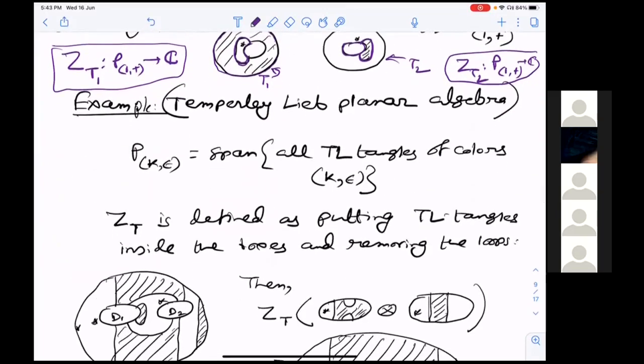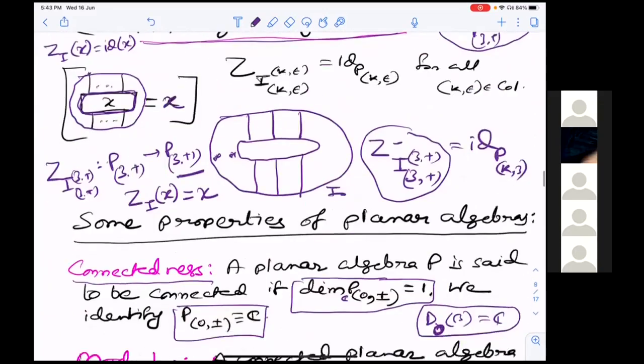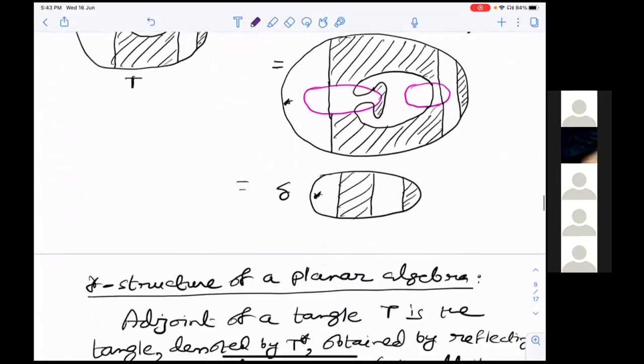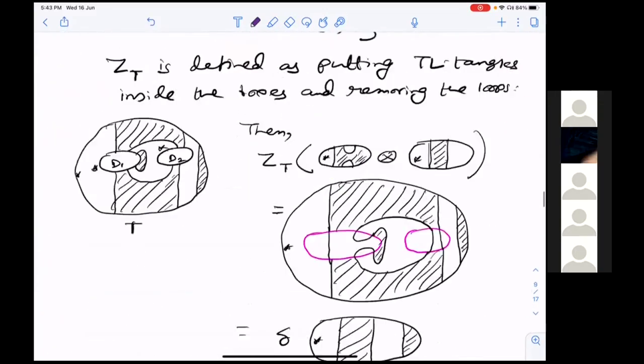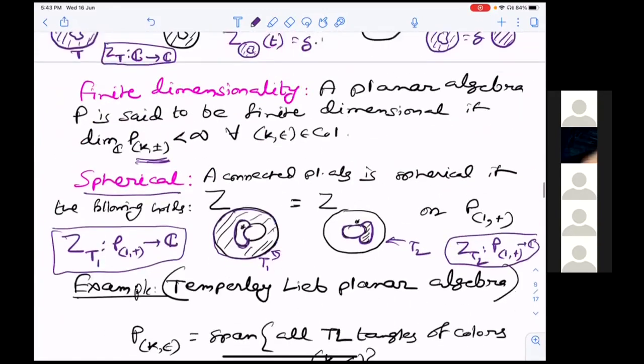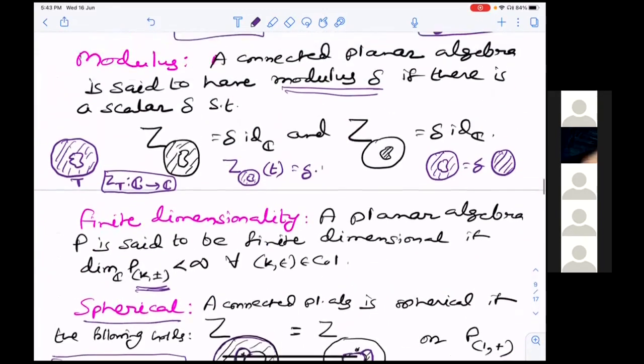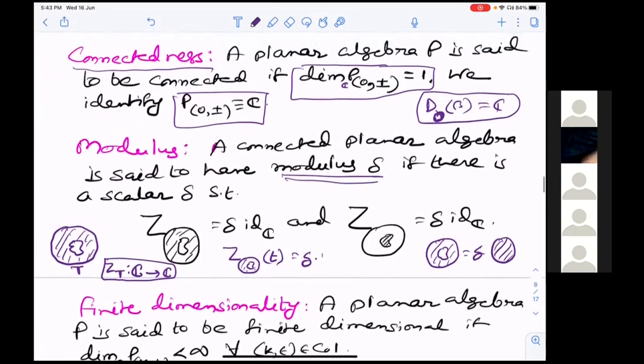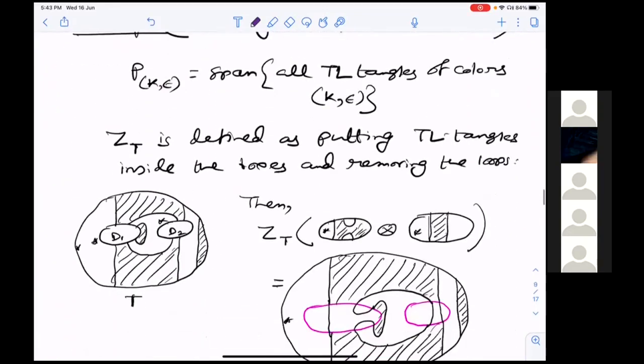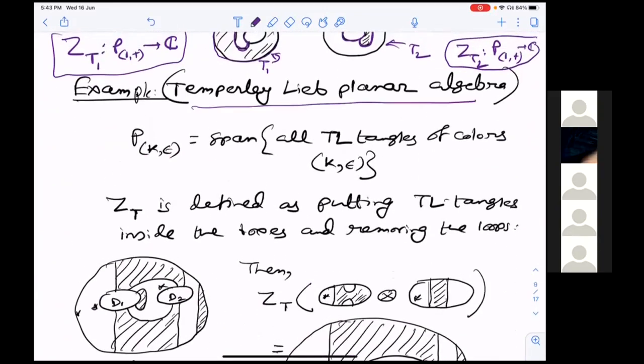Now these are various nice properties of a planar algebra, and we'll give an example of a planar algebra which has these nice properties: sphericality, finite dimensionality, modulus, and connectedness. These are called tempered leaf planar algebras. So to define a planar algebra, we have to define a vector space for each color (k, epsilon), and we have to describe Z of T. We will do both.